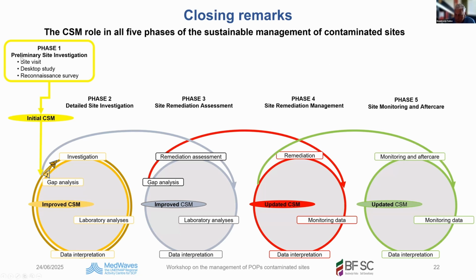Your phase 1 is called your preliminary site investigation. You do a site visit, desktop study, and reconnaissance survey. A reconnaissance survey is here, and I will explain it later, but it is a limited sampling when you want to have information which is crucial for the next phase in relation to health and safety and budgeting. I will give you an example later. The result of phase 1 is an initial conceptual site model, your first understanding of the site in relation to the contaminant on site. Your initial conceptual site model is subjected to a gap analysis, the question mark.